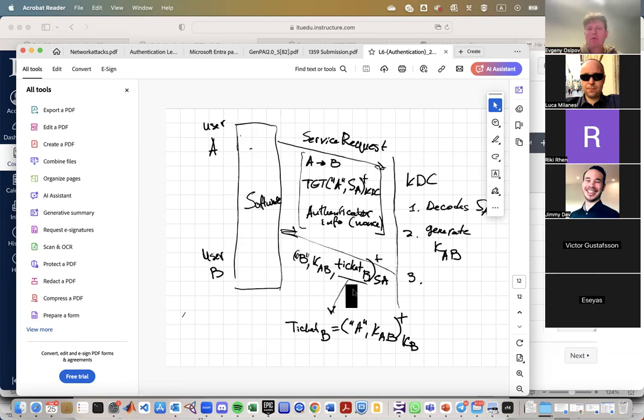So back to my question: why do you need this extra authentication information? Any ideas? As usual, either type or say aloud.